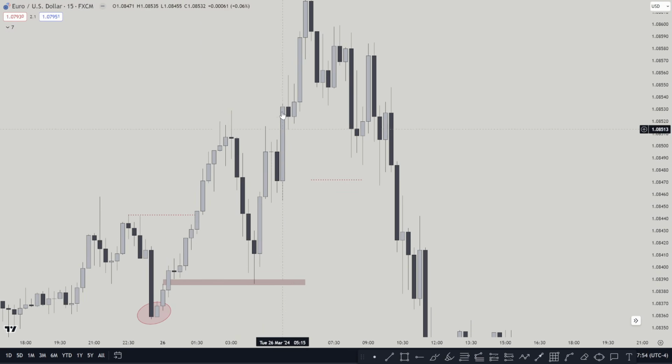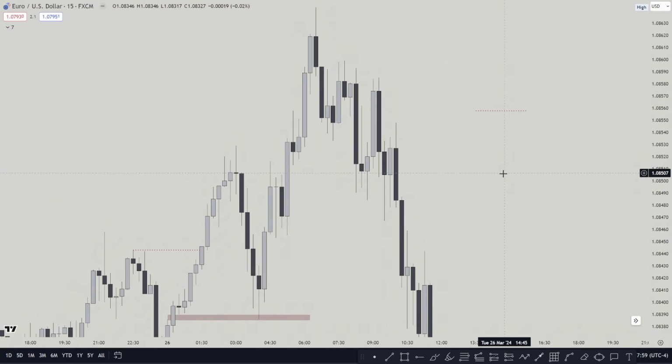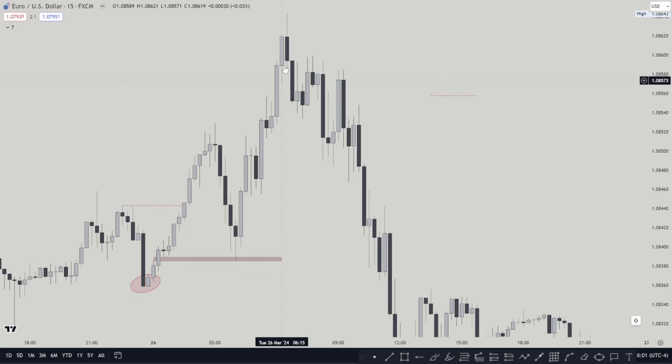Now you could take trades from anywhere in here. You could take this fair value gap here. As we're coming up, what happened after? So now we are clearly in a bullish market structure. Price started coming lower.